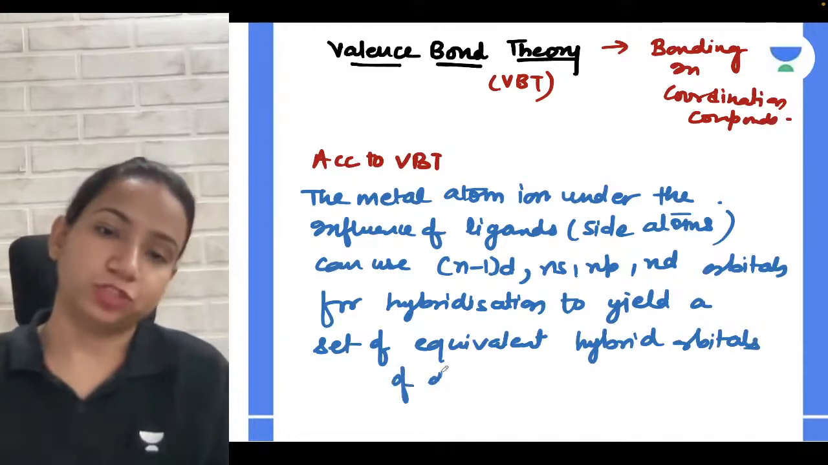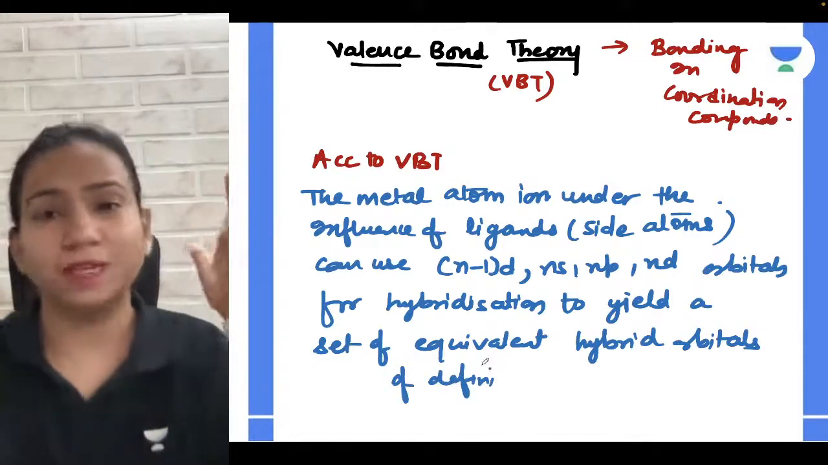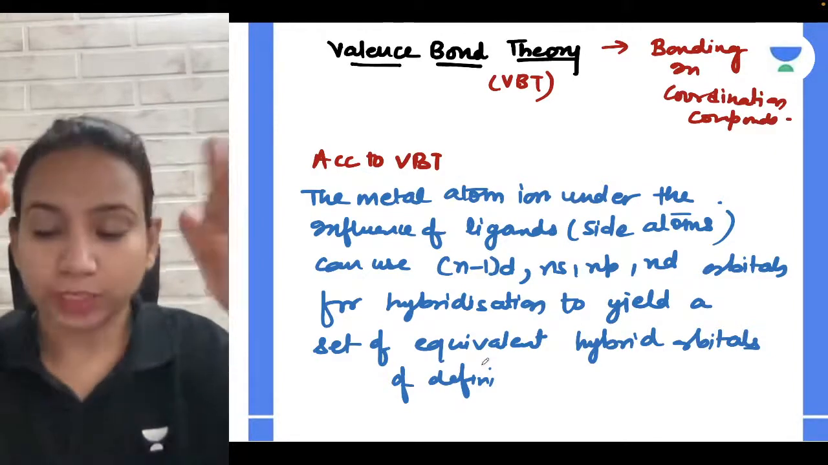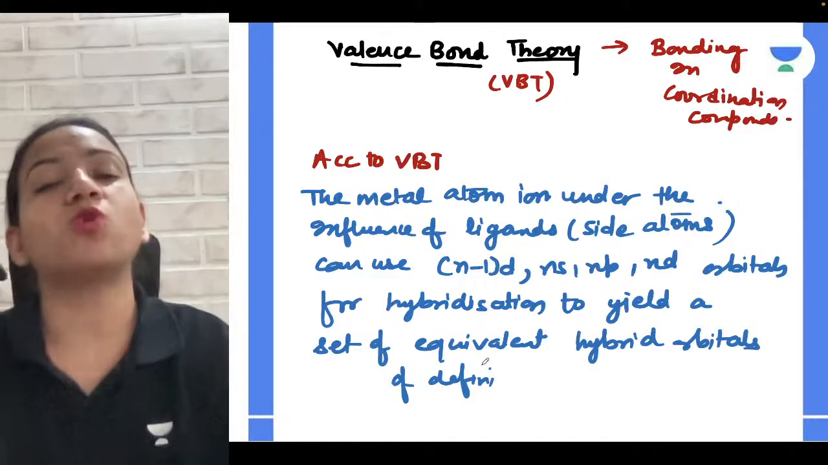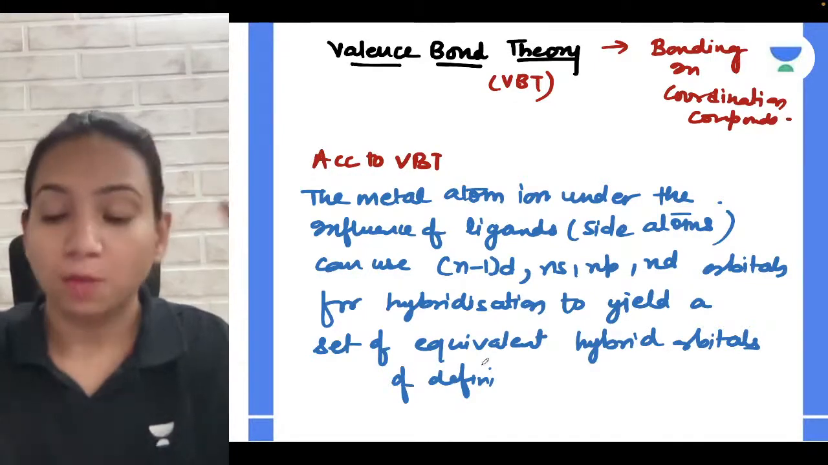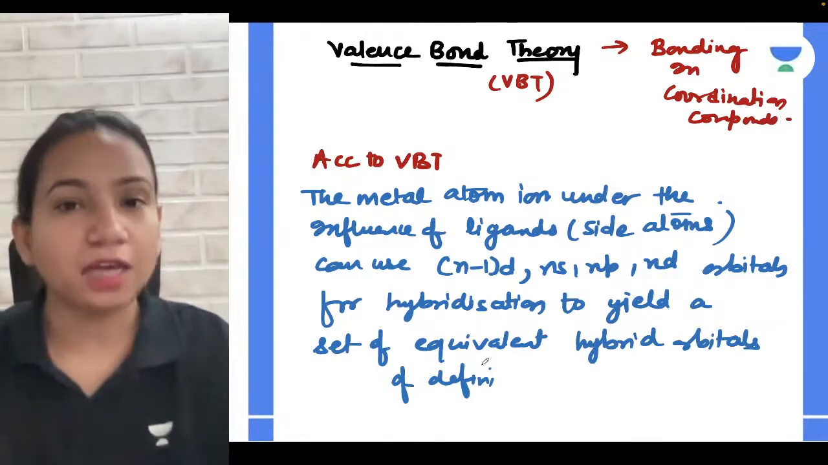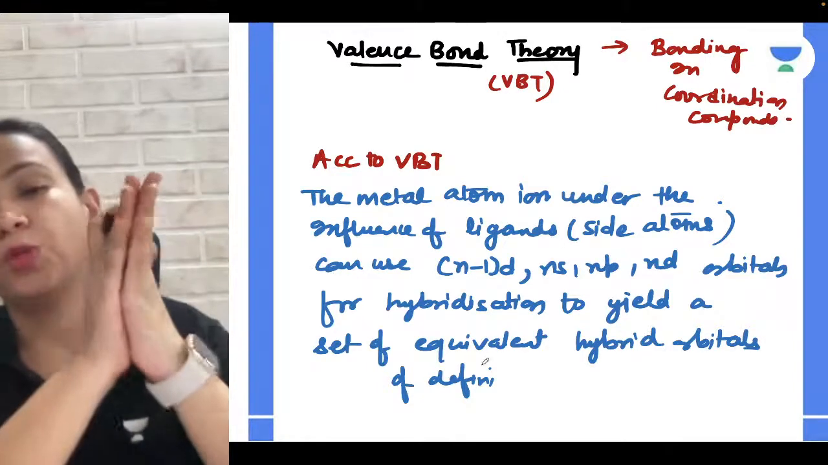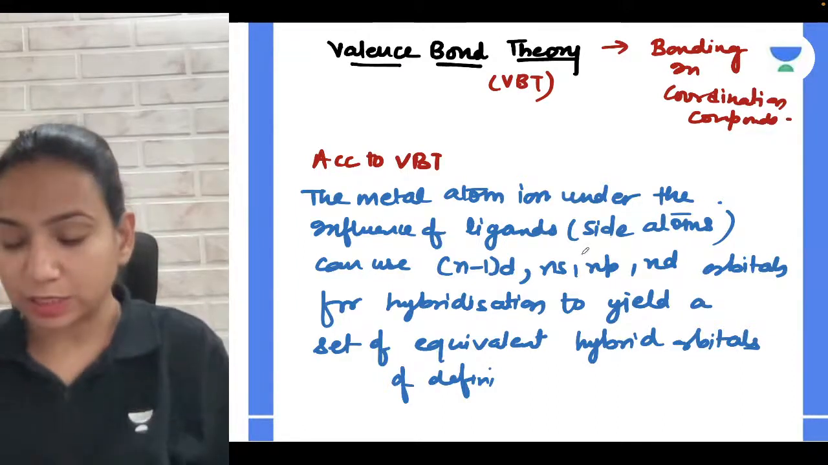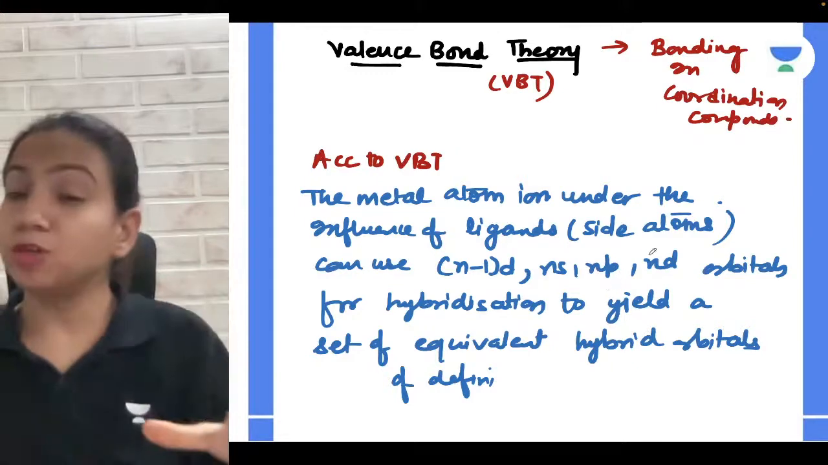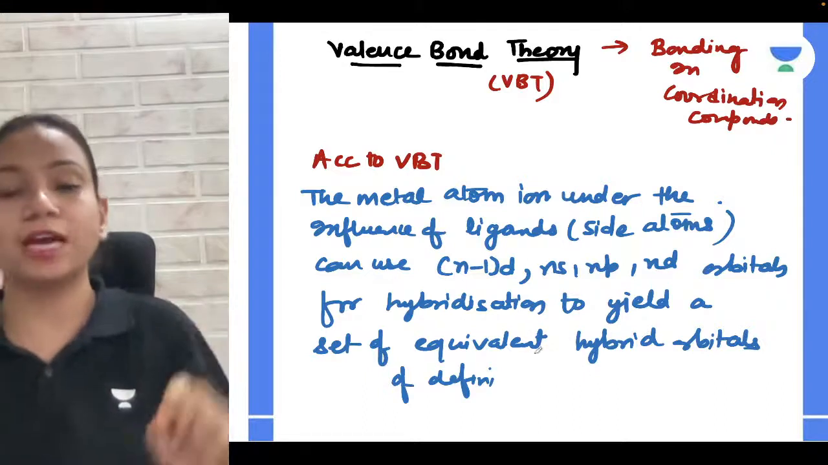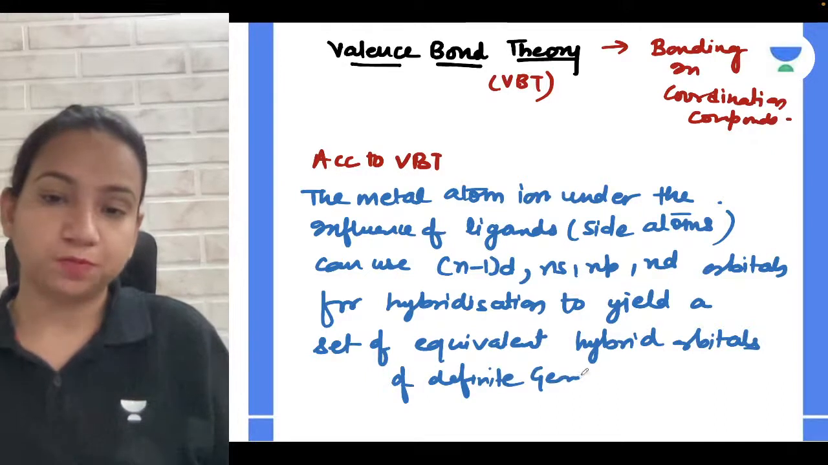of definite geometry. No need to worry, guys, we won't be writing all those theoretical points over here; you can easily go through them from your textbook. We are going to learn how to solve questions from valence bond theory, because within half an hour we can't learn the whole theory. But from where the questions are asked in valence bond theory, that we are going to learn. So the metal atom under the influence of ligands can use n minus 1 d orbital, ns, np, or nd orbital, any of them, for hybridization to yield a set of equivalent hybrid orbitals of definite geometry.